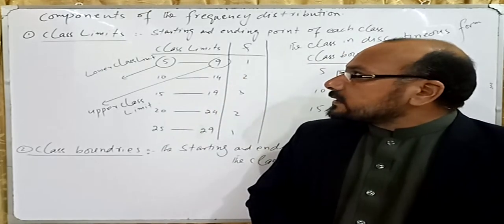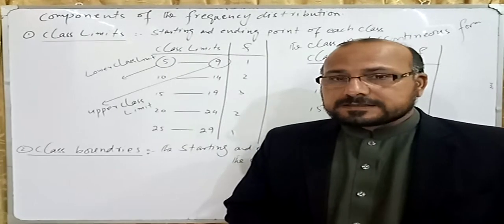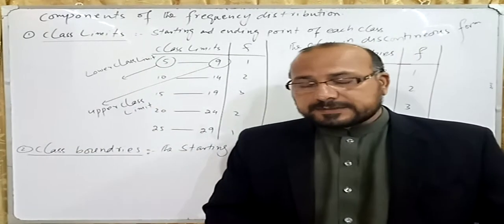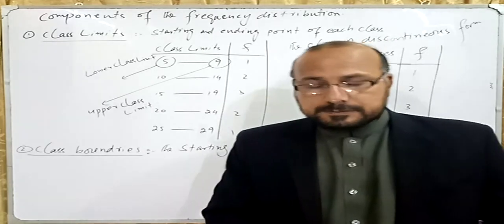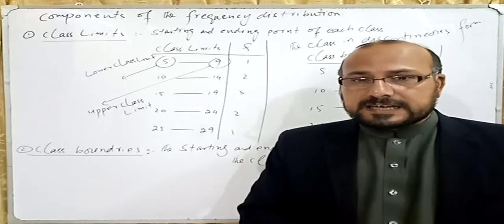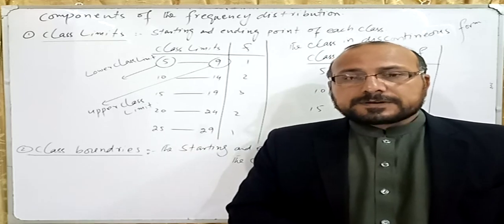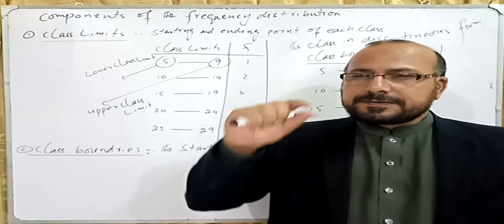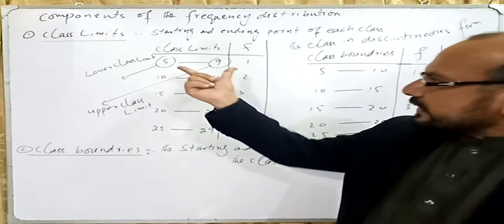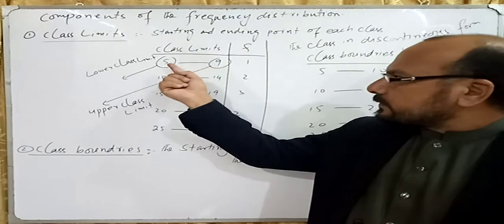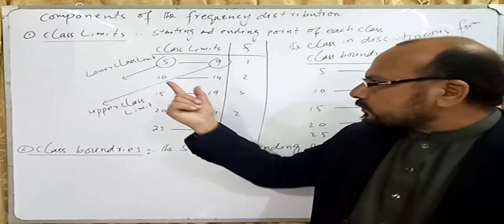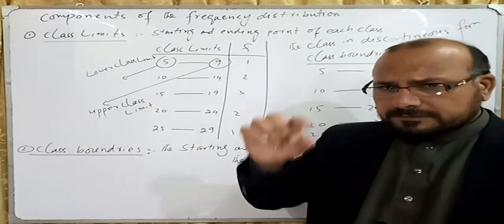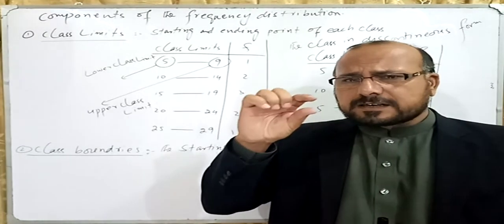So the first component that we are going to discuss for the frequency distribution is the class limit. Before starting the class limit, let me tell you about the frequency distribution. As I mentioned in my previous lecture, a frequency distribution is basically the distributed form of the frequency in different groups or classes. For example, here we have a group from 5 to 9, then another group from 10 to 14, then another group from 15 to 19. These are called groups or classes.